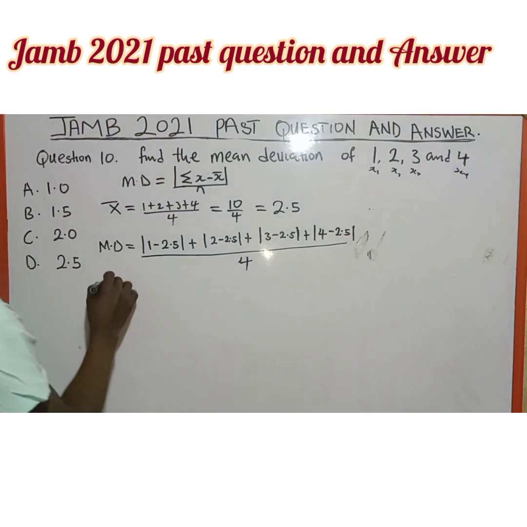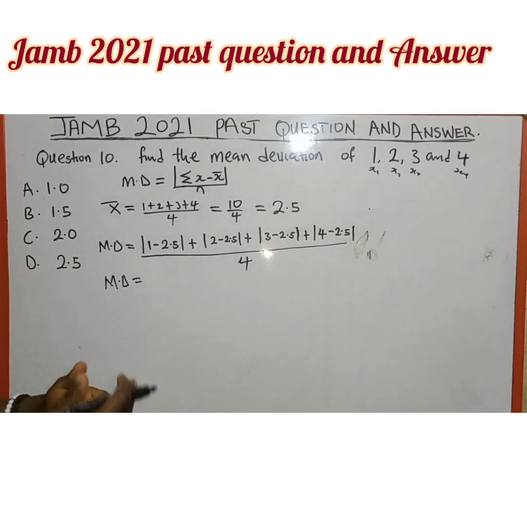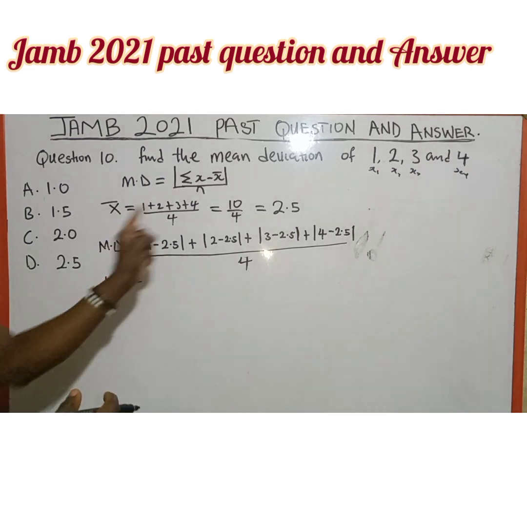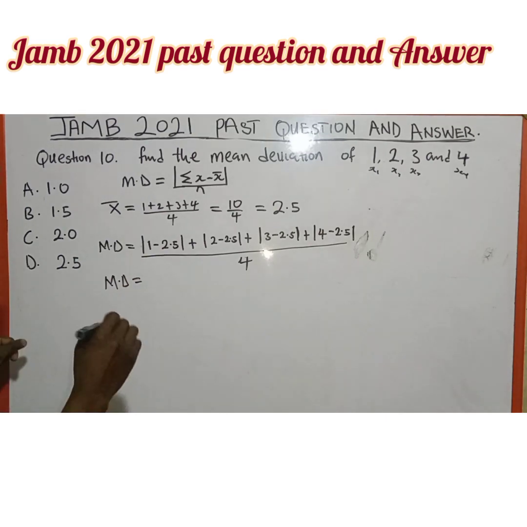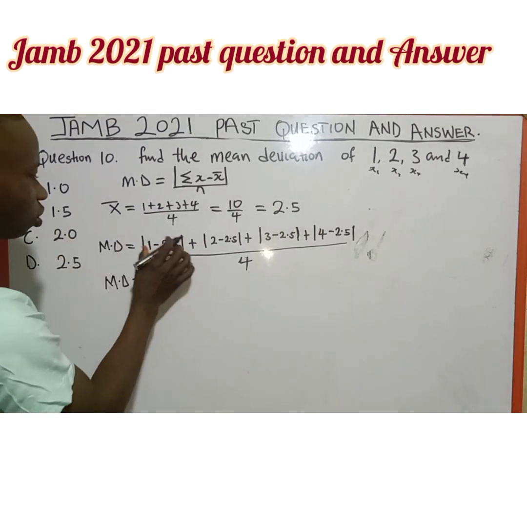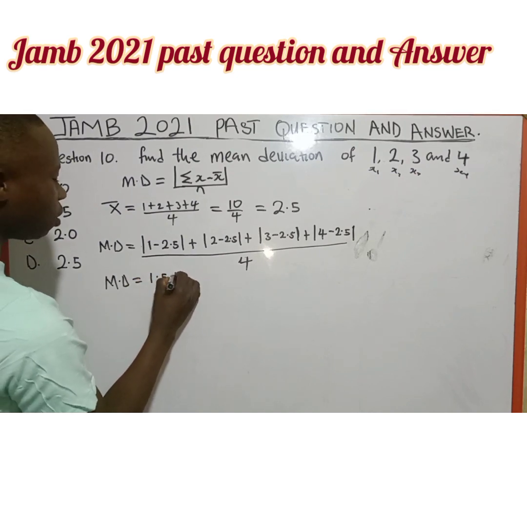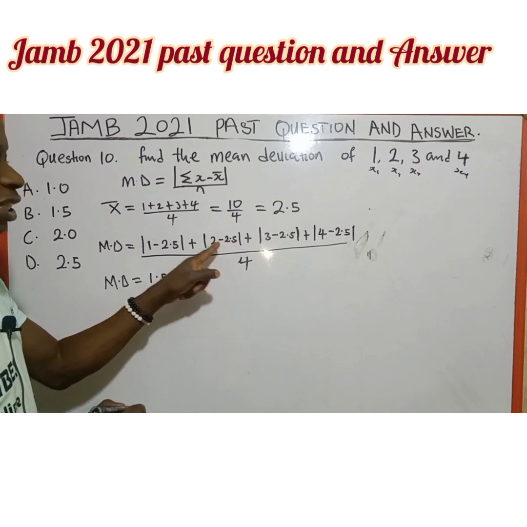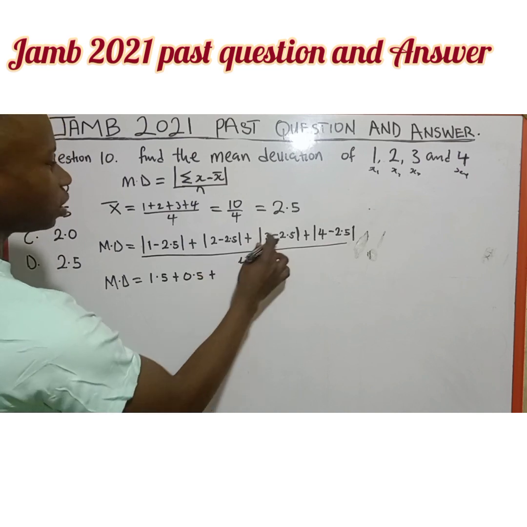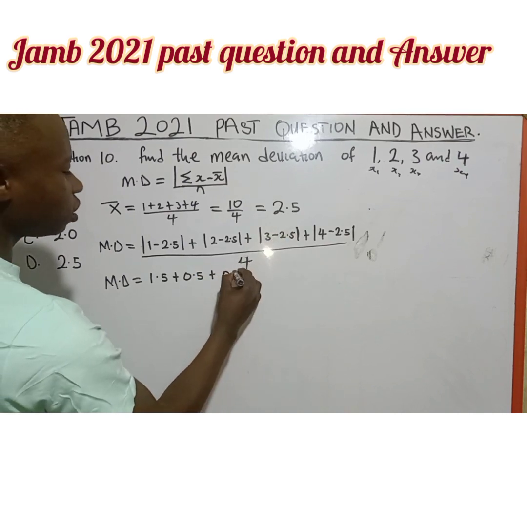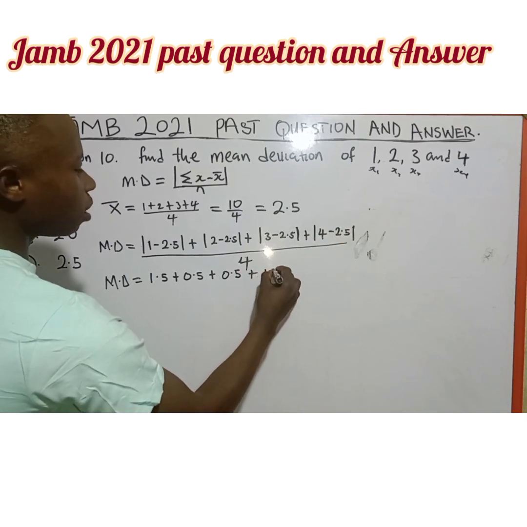So my mean deviation will be equal to, remember, absolute value. When you have a negative number, the absolute value of a negative number is going to be positive. Then 1 minus 2.5 is going to give me negative 1.5, but because of this absolute value, it will change to positive 1.5. Then plus 2 minus 2.5 is negative 0.5, but it will change to 0.5. Then plus 3 minus 2.5 is going to give me 0.5. Then plus 4 minus 2.5 is going to give me 1.5.